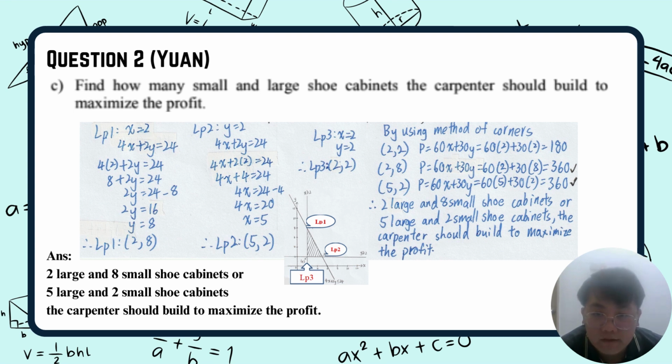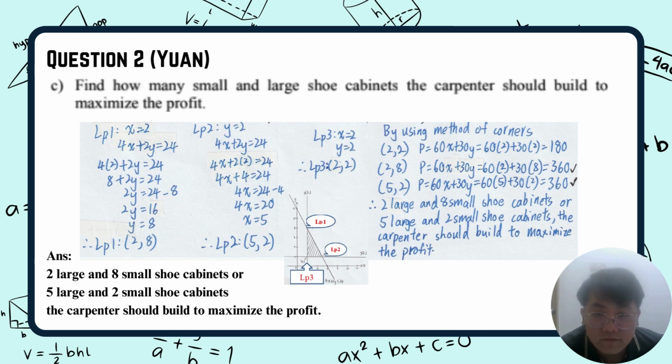And then LP2 is the same. Use both lines to find it. We know that y equals 2 is a line, and 4x plus 2y equals 24. So we put y equals 2 into the formula 4x plus 2y equals 24. And then 4x plus 2 multiplied by 2 equals 24. After we calculate, we get x equals 5. So LP2 is 5 and 2, the corners.